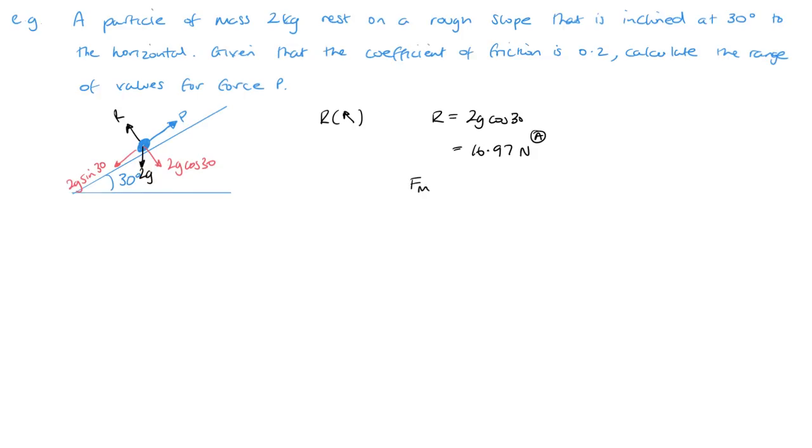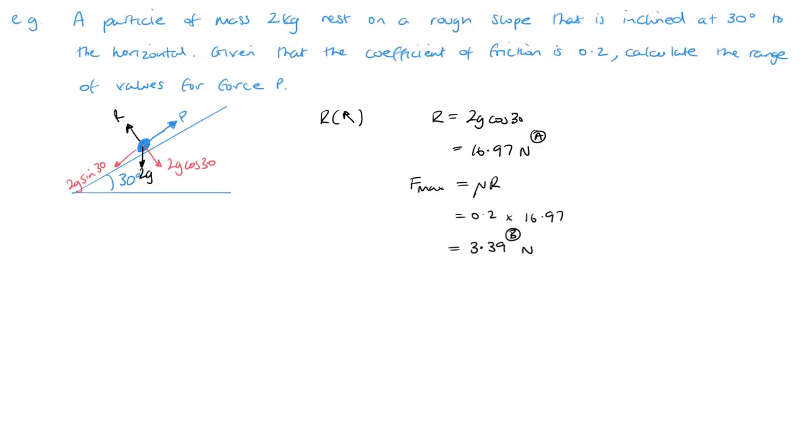Now F max is mu R. Mu is 0.2 times 16.97. So times 0.2 and we get 3.39 newtons. And this therefore is B.